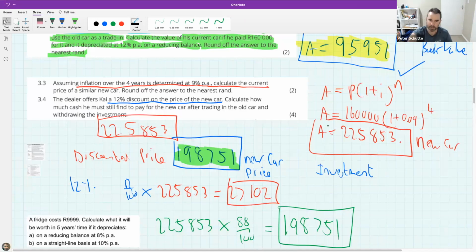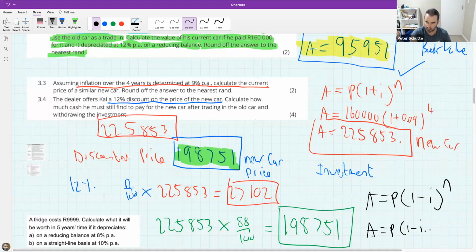In Kazi, the diminishing balance method is where you have to use this formula. Whereas the straight line depreciation formula is that one.